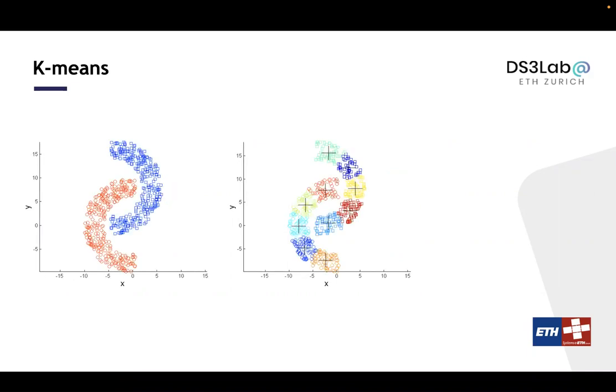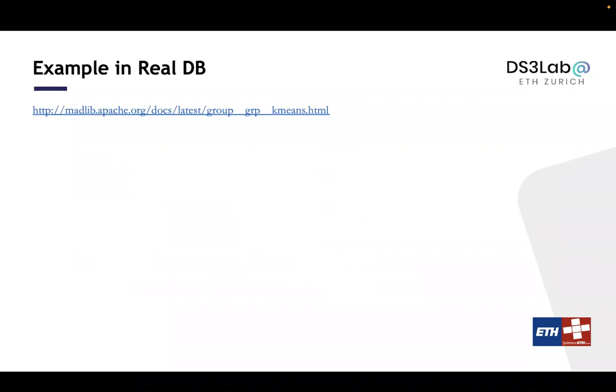This happens if you have this double moon type of shape. If you have many clusters, you can look at the centroids, and then you can start to merge them into whatever makes sense.